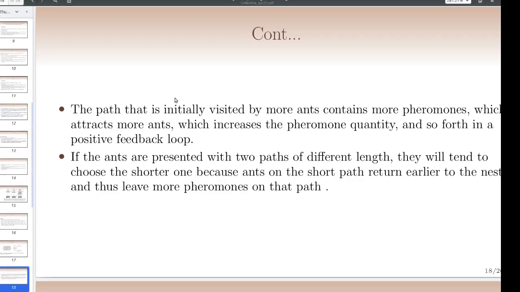So the path that is initially visited by more ants contains more pheromones, which attracts more ants, and it is reinforced positively, which can increase the pheromone quantity. So that path will be selected as the shortest one. But if the ants are presented with two paths of different length, they will tend to choose the shorter one, because ants on the shorter path can return earlier to the nest, and so it leaves more pheromones on that path. It will attract more ants, so the shortest path will be selected.